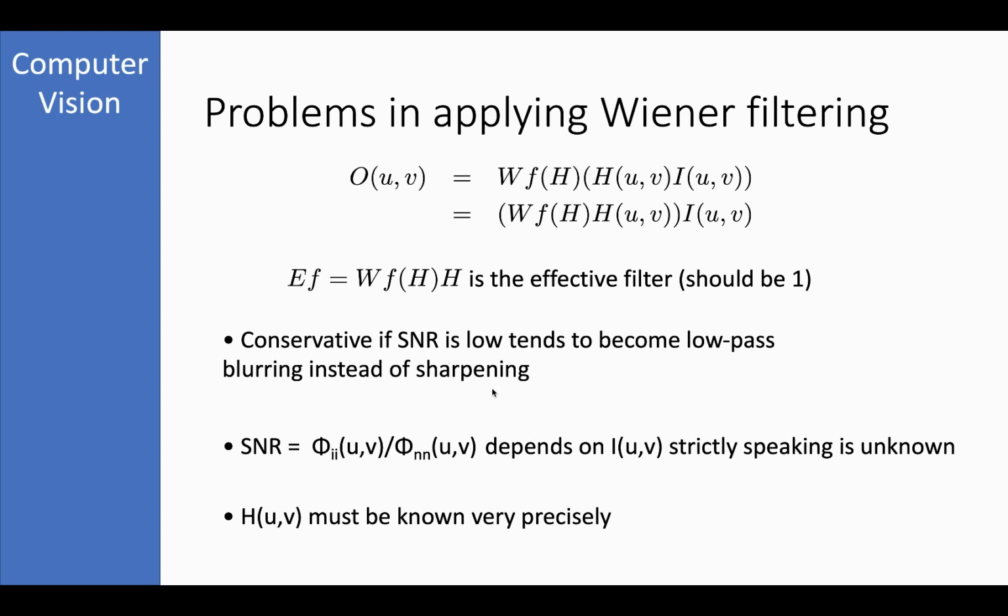Moreover, since we cannot know the SNR, we have to make some assumptions. Moreover, we don't actually know the filter as well. We can only make certain assumptions. And if we don't know the filter perfectly, the result of the Wiener filtering will be quite bad. So the actual original blurring filter should be somehow estimated pretty accurately for the Wiener filter to work well.